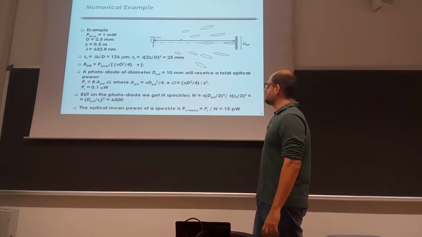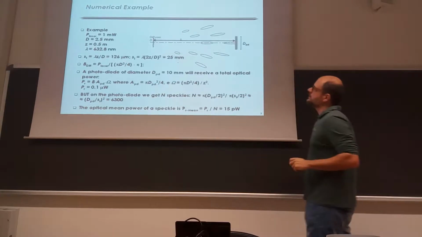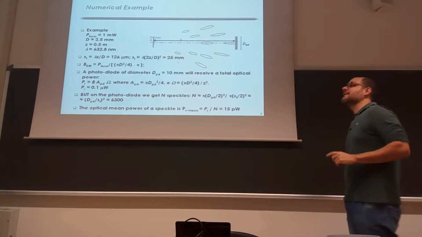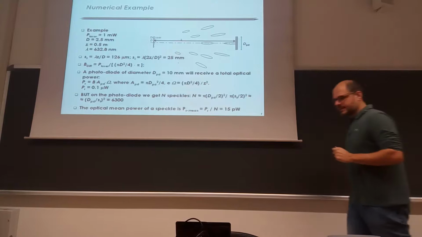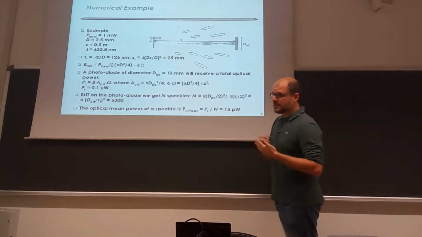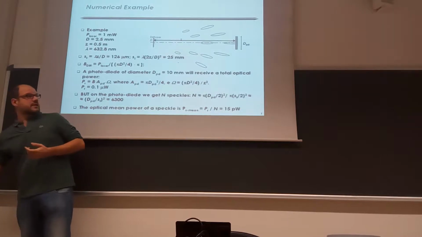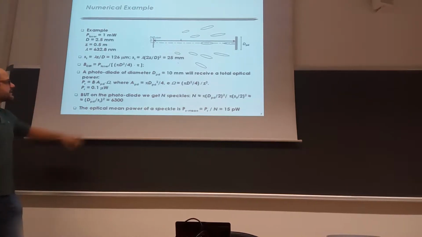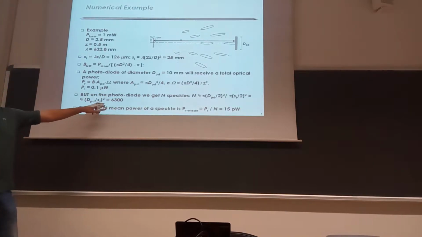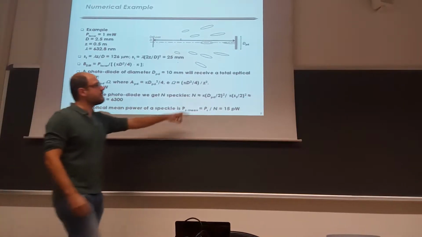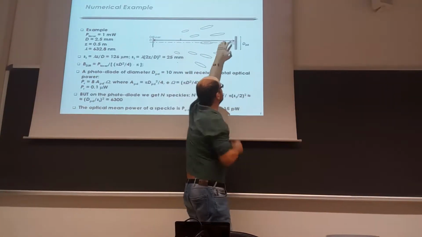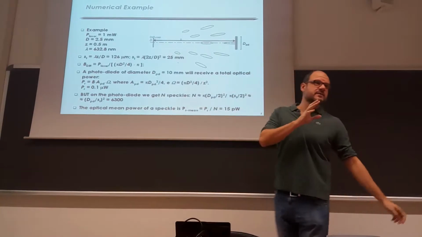Now, it is a good idea to understand what I mean when I said that the diffuser completely destroys the spatial coherence of the source. Because this number, more or less, is the number of speckles that you receive onto a photodiode at this distance and with this diameter, and that's okay.